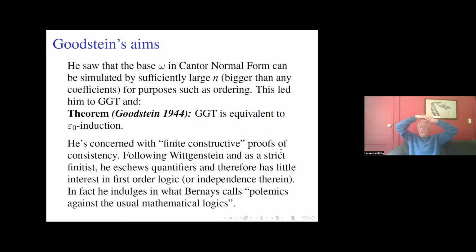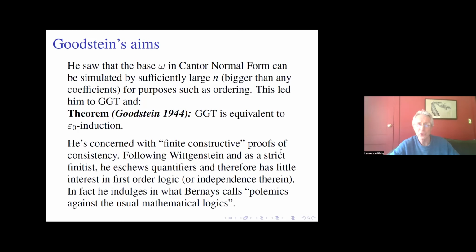So why was he doing this? His basic trick was that he saw that in the Cantor normal form, you can simulate the base omega by a sufficiently large base n, bigger than any of the coefficients around, and you can preserve the ordering.